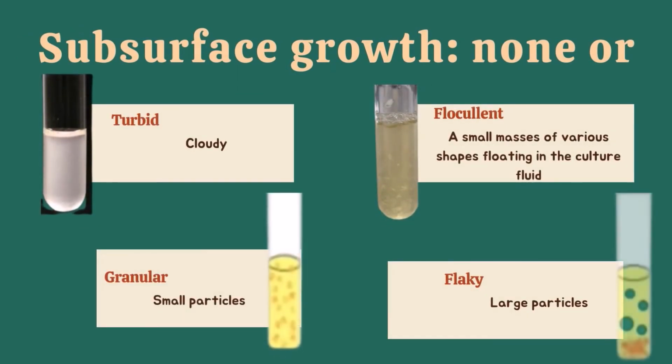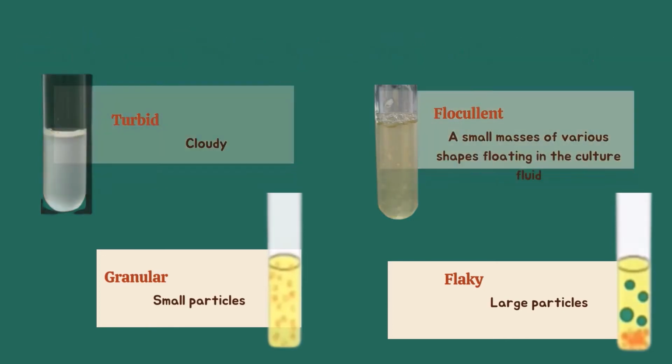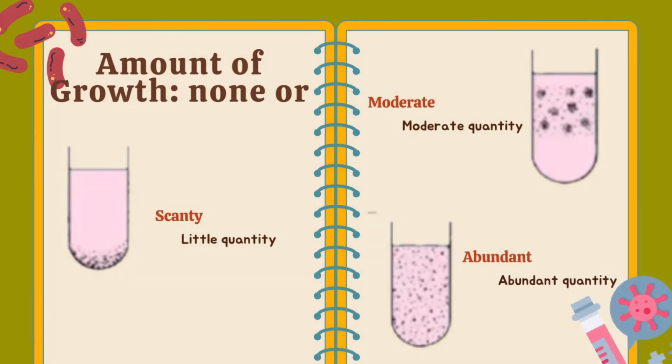Subsurface growth: none or turbid, it is cloudy. Granular, it has small particles. Flocculent, small masses of various shapes floating in the culture fluid. Flaky, it has large particles. Amount of growth: none or scanty, little quantity. Moderate, moderate quantity. Abundant, abundant quantity.